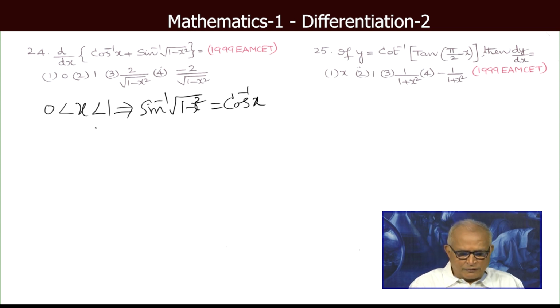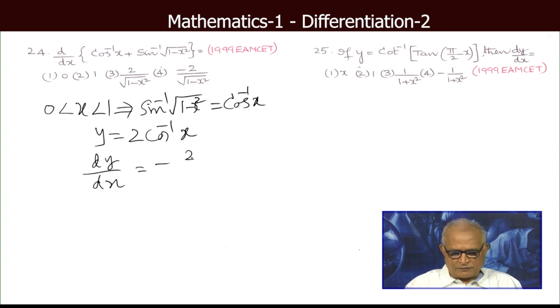So, both these functions are equal. Therefore, y equal to twice arc cosine x, dy dx equal to minus 2 by root of 1 minus x square. Okay. Well, that is the fourth option.